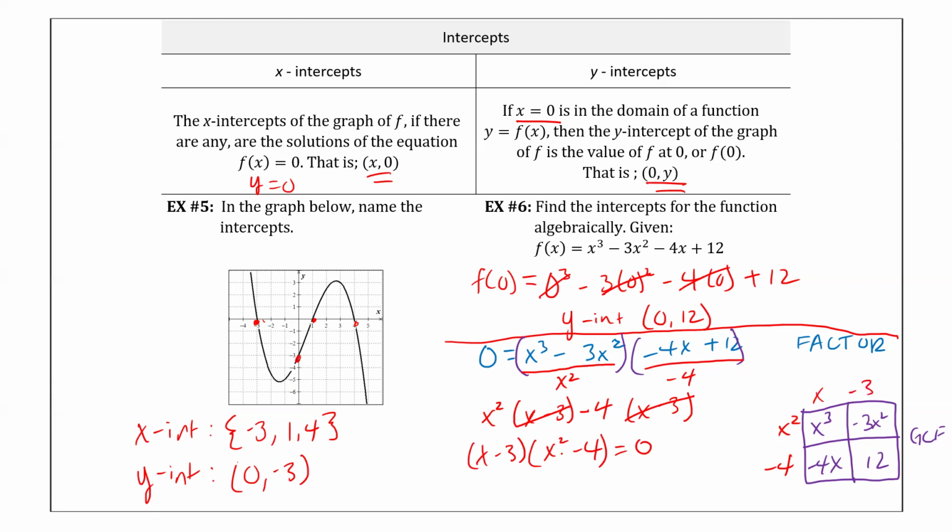Do I still end up with the same factors? Yeah. Did I end up with x minus 3? Yep. Did I end up with x squared minus 4? Yes. If you can do grouping and grouping is not your thing, then you can do reverse box.